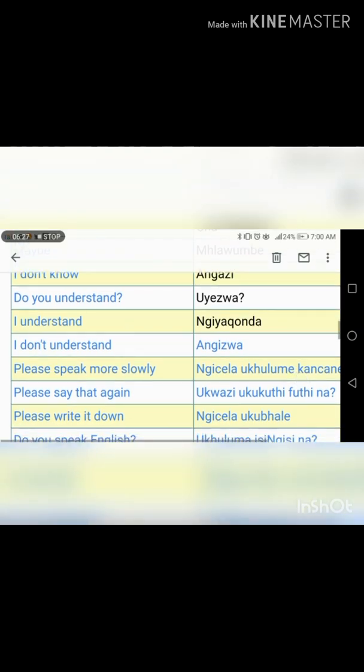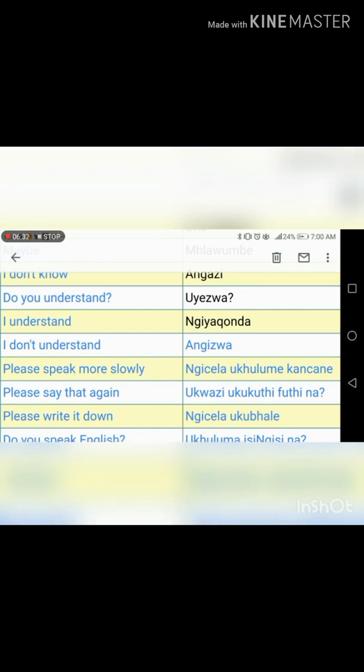Please speak more slowly. This is for when you talk to somebody and they're talking a little bit fast. Ngicela ukhulume kancane. But this sentence could also mean please speak softly, not just slowly. Please say that again. Ungakwazi ukuthi ukuphinda usho futhi. Please write it down. Ngicela ukubhale.